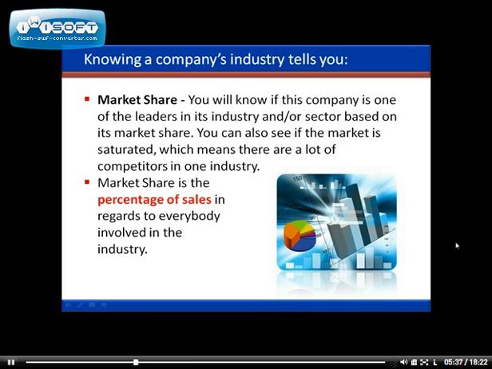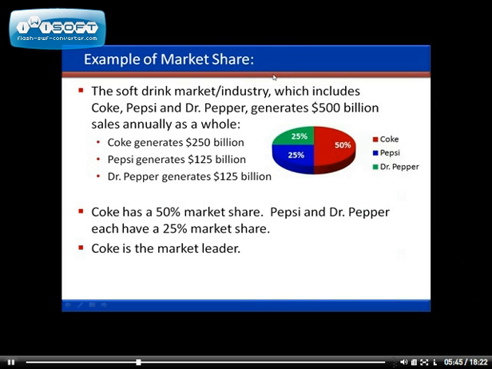Market share refers to the percentage of sales in regards to everybody involved in that industry. And here we're going to take a look at an example of market share. If you look here, we're highlighting the soft drink industry, which includes Coke, Pepsi, and Dr Pepper, and there may be a few more, but this is just for an example.